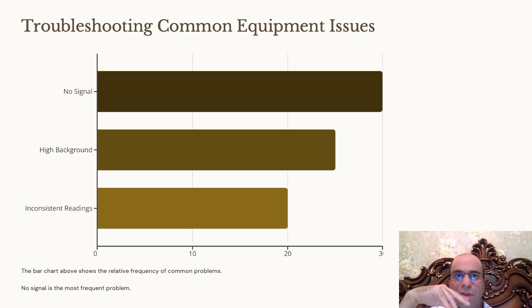Common causes here include reagent degradation or expiration, improper sample preparation, detection system malfunction, or incorrect incubation temperature or time. The second bar is about high background noise. High background noise makes it difficult to distinguish true positive results from interference.